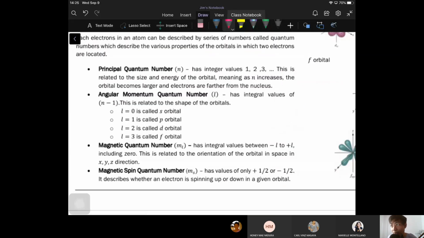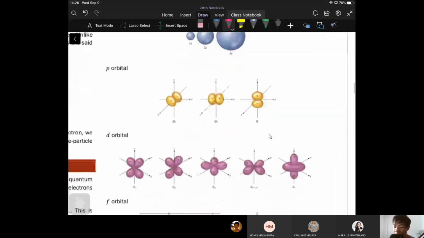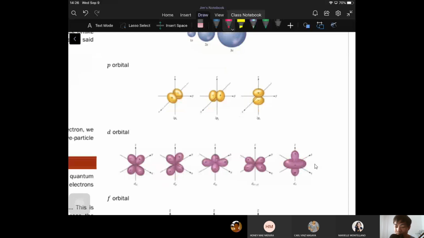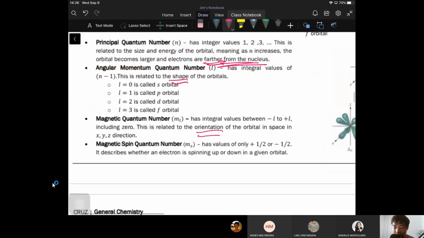Then, magnetic quantum number. This tells us about the orientation. The orientation, this shape. The distance is from the nucleus. The magnetic quantum number tells us about the orientation of our electrons in 3-dimensional space. So it can be along X, along Y, along Z, in between those axes, or even more complicated. Those are the possible values. And it has values from negative L to positive L.